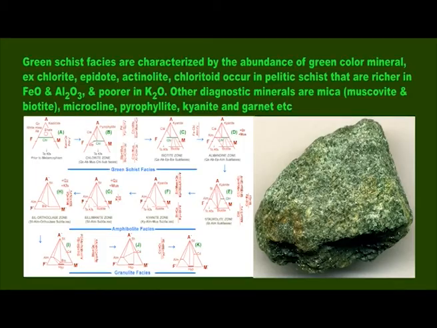Characteristic minerals. Greenschist facies are characterized by the abundance of green color minerals, for example chlorite, epidote, actinolite. Chloritoid occurs in pelitic schist that are richer in FeO and Al2O3 and poorer in K2O. Other diagnostic minerals are mica, muscovite and biotite, microcline, pyrophyllite, kyanite and garnet, etc.